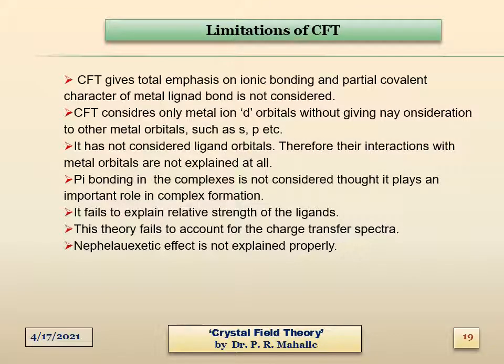It gives total emphasis on the ionic bonding and partial covalent bond, while the character of the metal ligand bond is not considered. CFT considers only the metal ion d orbitals without giving any consideration to the metal orbitals such as s, p orbitals. It does not consider the ligand orbitals, and therefore their interaction with metal ion orbitals is not explained at all. Pi bonding in the complexes is not considered, and therefore it is a limitation of the crystal field theory.